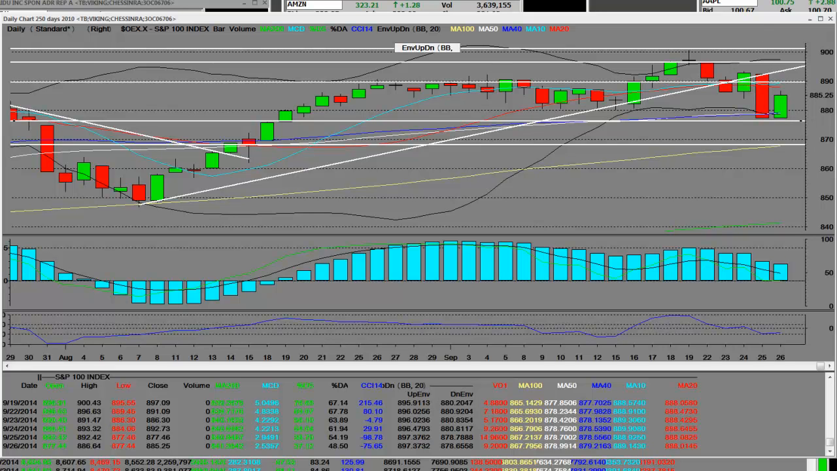Just remember that the OEX is the S&P 100 on daily charts and weekly charts. And how do I trade the names? The strongest 100 stocks.